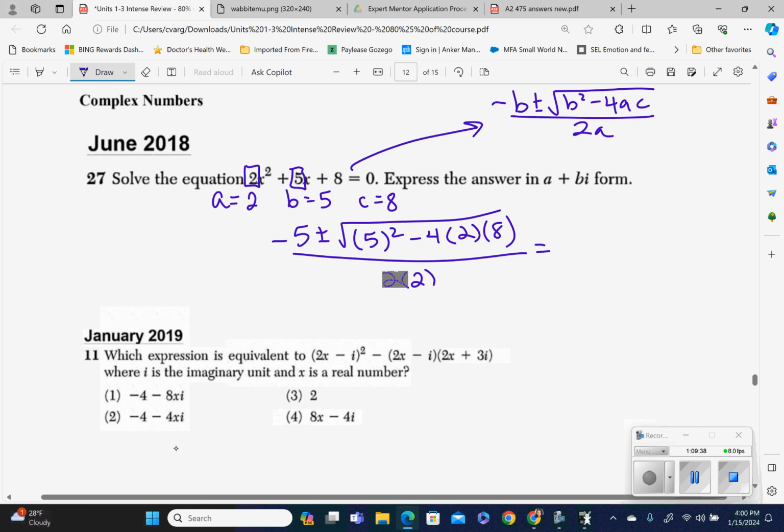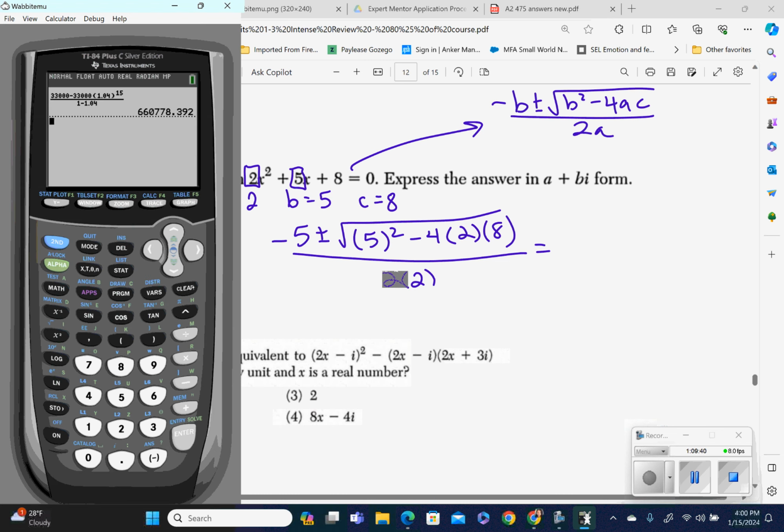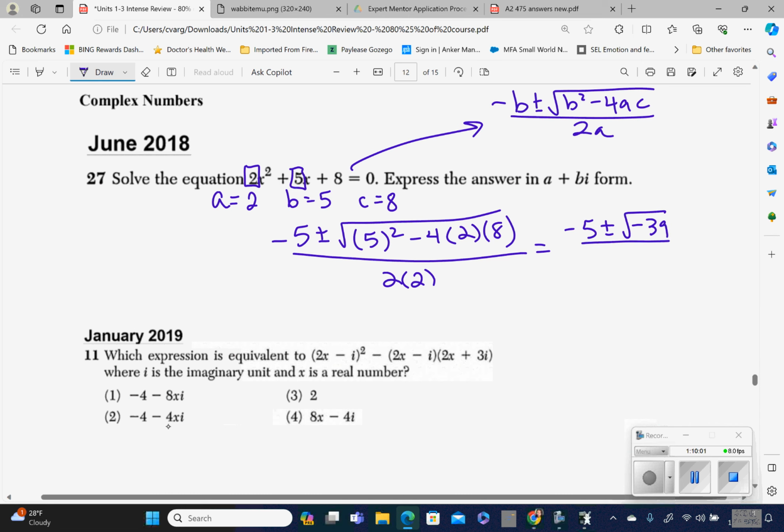Okay, now I'm going to take my calculator. Clear what's there. I'm not putting in the radical, I'm just putting in what's under the radical. So 5 squared minus 4 times 2 times 8. Hit enter, and I'm going to get negative 39. So this is negative 5 plus or minus the square root of negative 39 all over 2 times 2, which is 4. Okay.